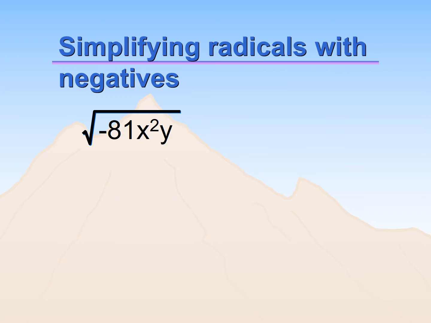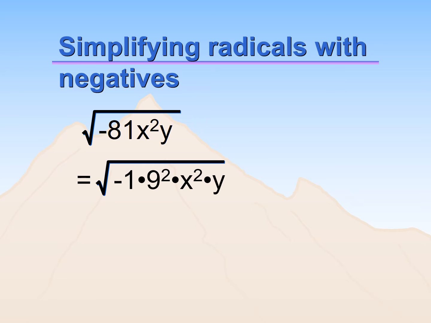Let's do the square root of -81x squared y. So the square root of -81, I'm going to take the square root of -1 out, and that will give me my i. 81 becomes 9 squared, and we have x squared times y. So again, this square root of -1 becomes my i. The square root of 9 squared is 9. The square root of x squared is x. And then the square root of y does not simplify, leaving me the square root of y.